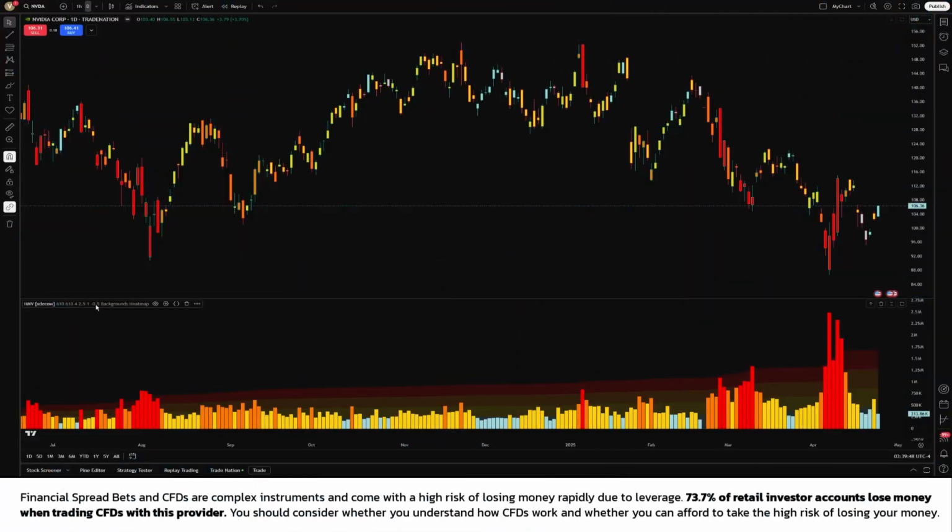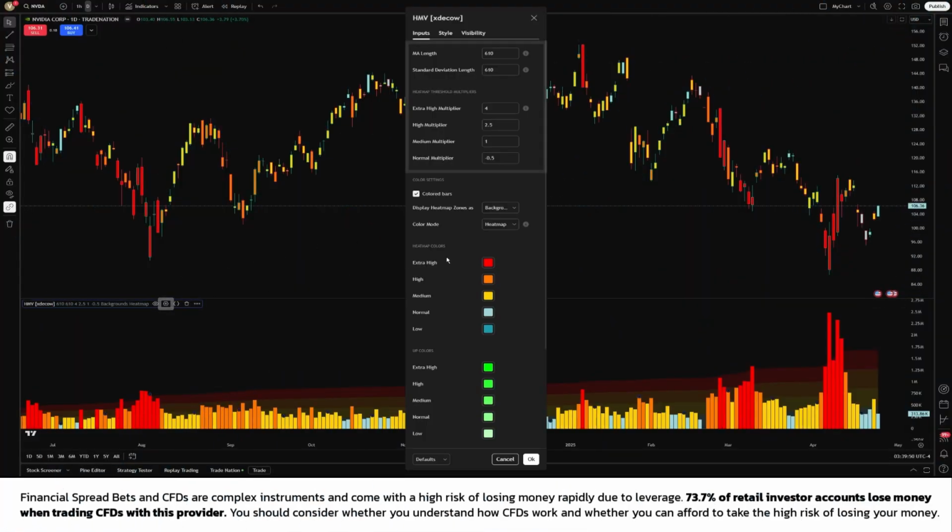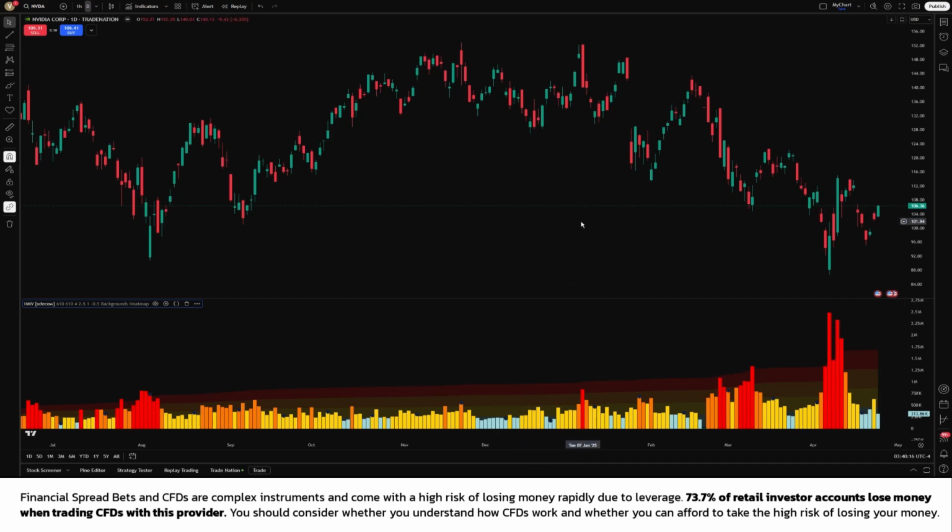Another significant feature of the Heatmap Volume Indicator is its customization capabilities. Traders can choose between a pure heatmap mode, which bases color solely on the intensity of the volume, or a directional mode, where colors also reflect the direction of the price movement, adding another layer of analytical insight. This dual approach enables traders to quickly interpret not only volume strength, but also bullish or bearish momentum.